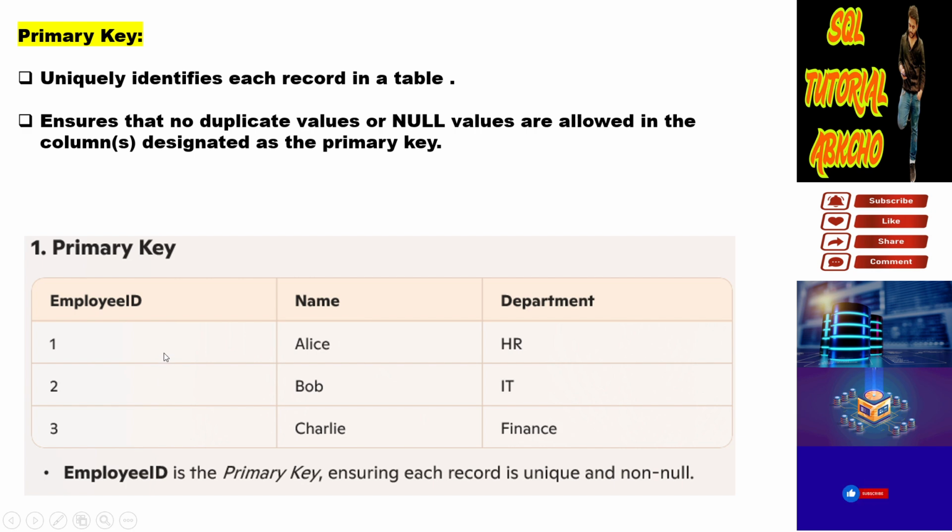So, what are primary keys? Primary keys are the keys which uniquely identify each record in a table and ensure that no duplicate value or null value is allowed in the column designated as the primary key. In the below table example, you can see email ID is the column selected as the primary key, and it does not support any null value and all its values are unique. Now move on to the next one.